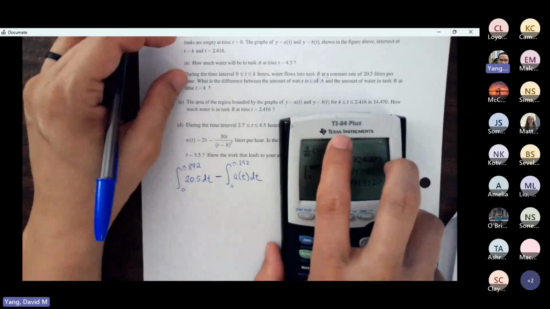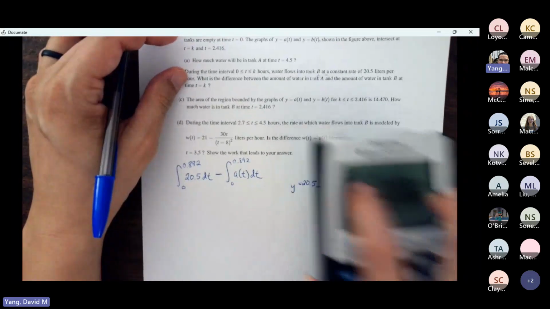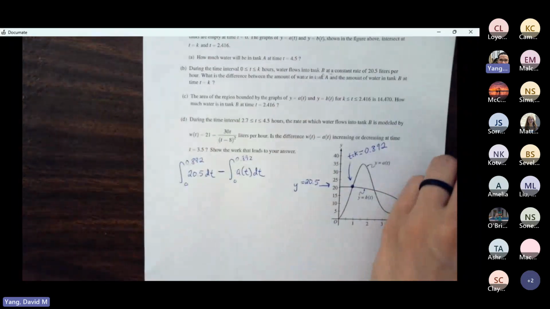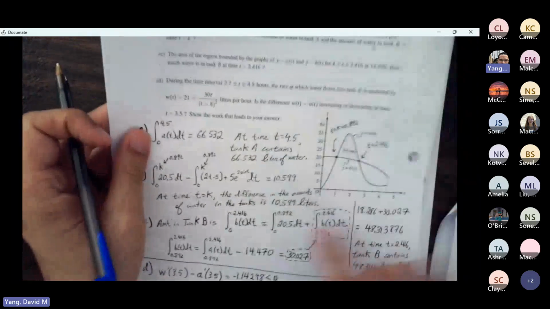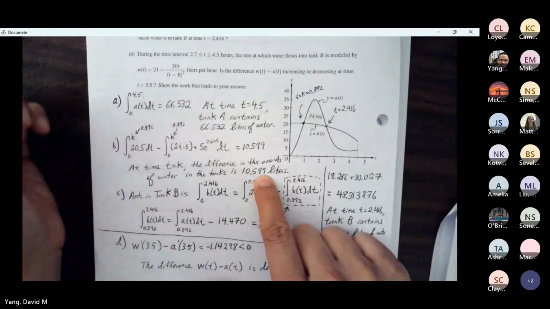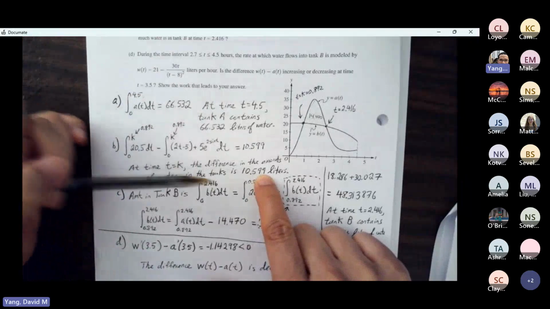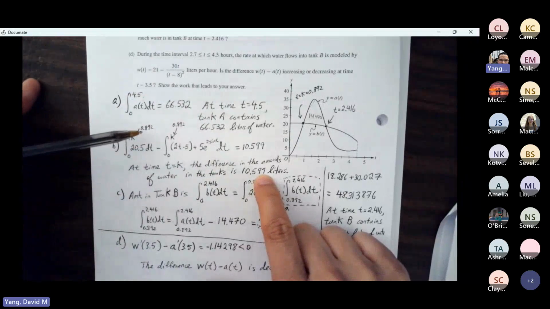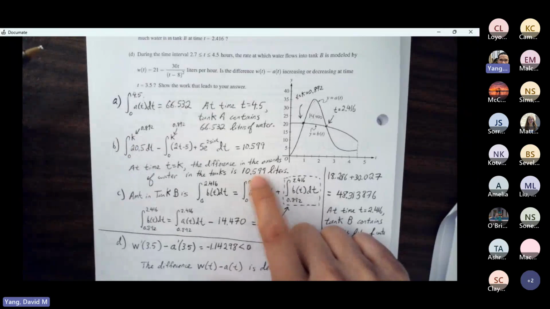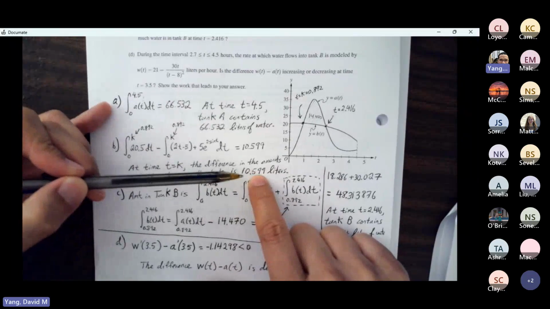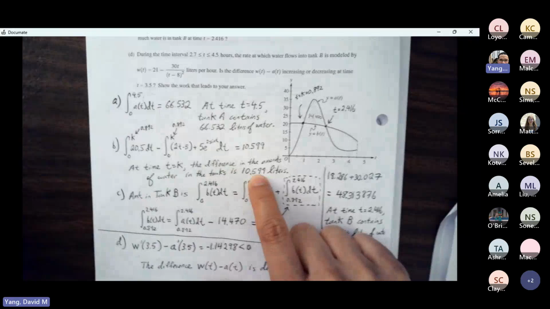So 10.599. So that means at time t equals k, the difference in the amount of water between the tanks is 10.599 liters. Okay, so we know at 0.892, tank B has 10.599 more water than tank A.